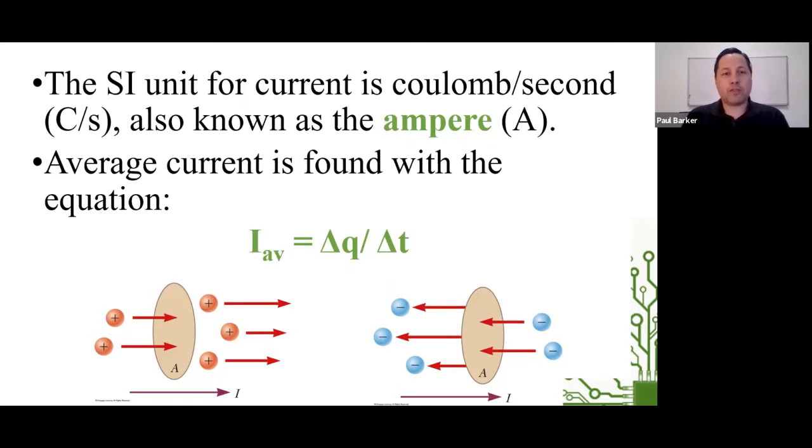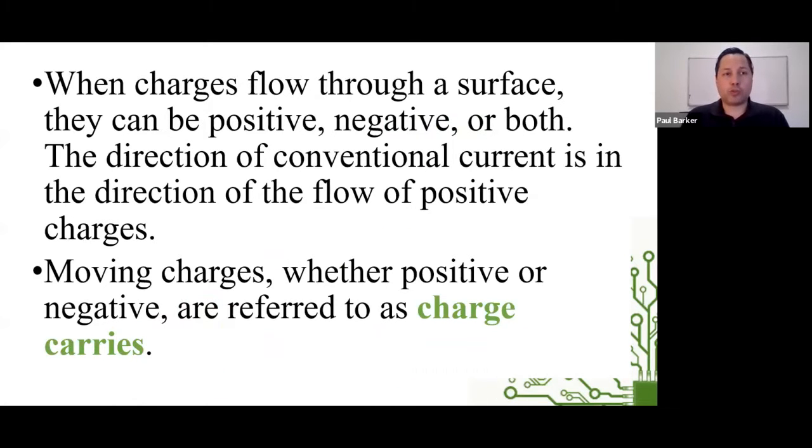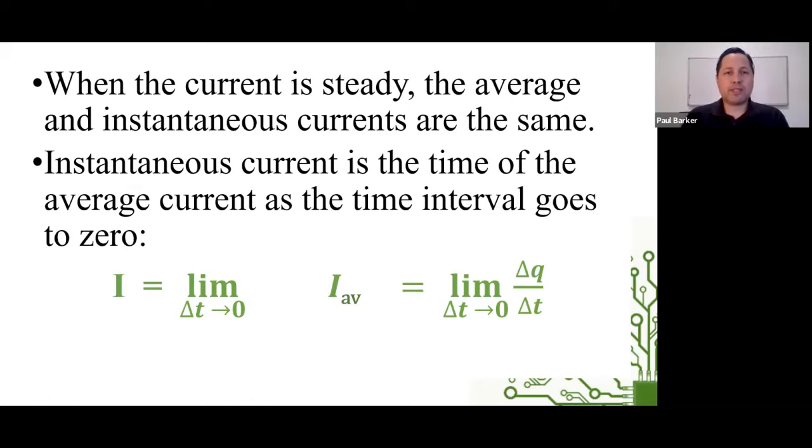The average current is found with the equation I is equal to delta Q over delta T, where delta Q is the charge and delta T is time. When charge flows through a surface, it can be either positive, negative, or both. The direction of the conventional current is in the direction of the flow of the positive charges. Moving charges, whether positive or negative, are referred to as charge carriers. When the current is steady, the average current and instantaneous current are the same. Instantaneous current is the limit of the average current as the time interval approaches zero, as shown in the formulas below.